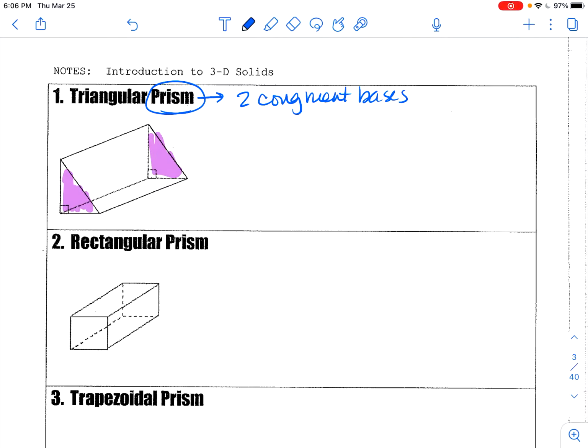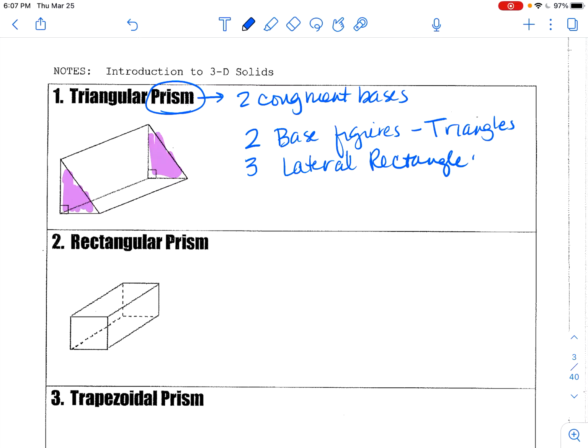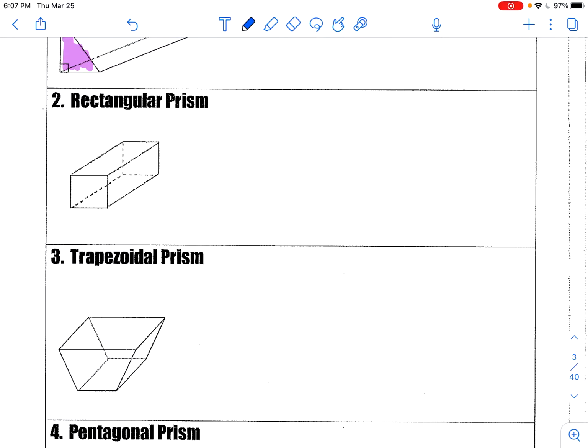Now, the other parts on this figure, these are called your lateral sides, or your lateral rectangles. So the two base figures, which are triangles, and we have three lateral rectangles. In the second figure, our bases are rectangles, and we have four lateral rectangles.